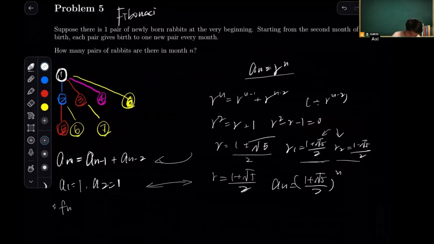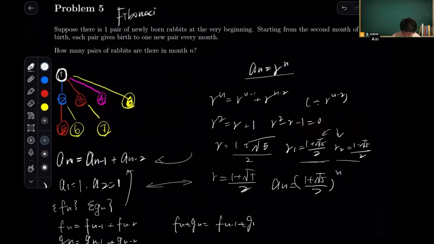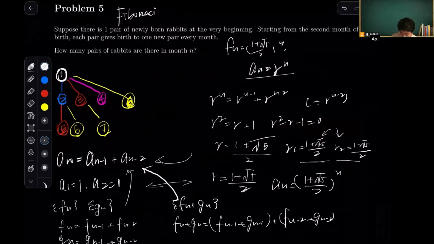Suppose F_n and G_n are both linear recurrences that satisfy this definition. Then, since F_n is equal to F_(n-1) plus F_(n-2), and G_n is equal to G_(n-1) plus G_(n-2), that means F_n plus G_n is equal to F_(n-1) plus G_(n-1) plus F_(n-2) plus G_(n-2). That means F_n plus G_n also satisfies this definition. So suppose F_n is equal to this, and G_n is equal to the power of the second root.